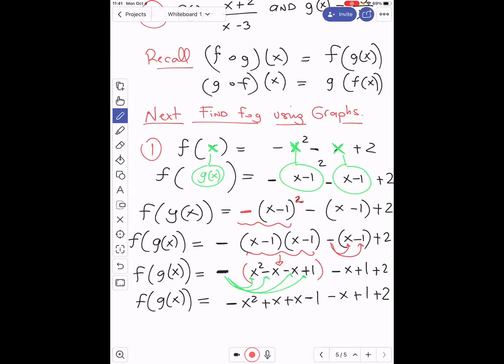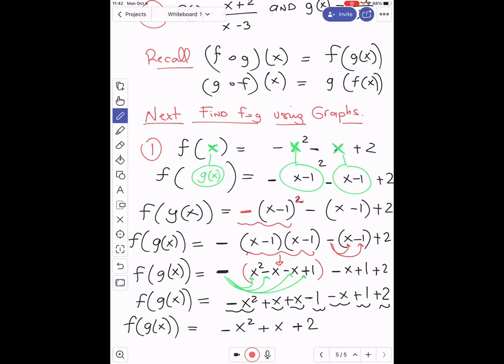Okay, and then that'll be equal to, now let's see how many x squares, just one, minus x squared. How many x's? There's 1x, 2x, minus x. So 2x minus x, 2 minus 1, it's just 1x. So plus 1x. And then minus 1 plus 1, that would be 0. Plus 2, so that would be plus 2 here. Okay.